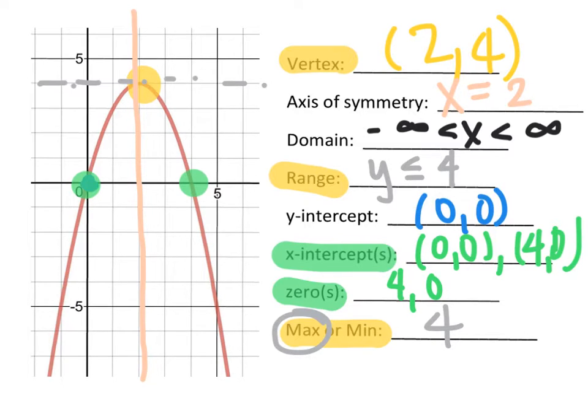And remember, when I'm listing the zeros, I just list the x values here. This 0 and this 4. That's where they came from.